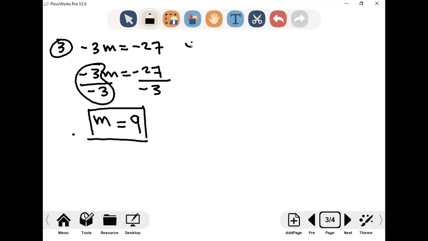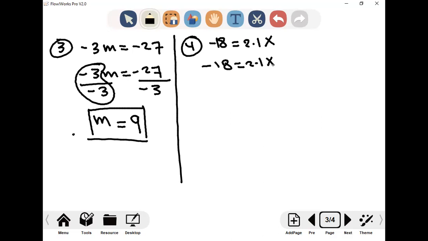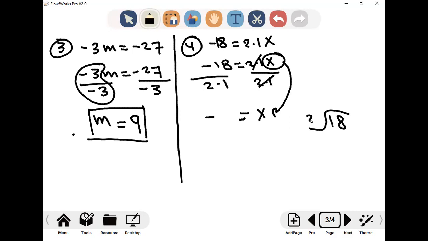For example, if you have negative 18 equals 2.1x. Multiplication equation, what's the coefficient? 2.1. So I will divide both sides by the coefficient, which is 2.1. So here minus 18 equals 2.1x. I will divide both sides by 2.1. These are gone, still what here? Equal. And here do division. Of course, negative divided by positive is negative. And do division normally, 18 divided by 2.1.